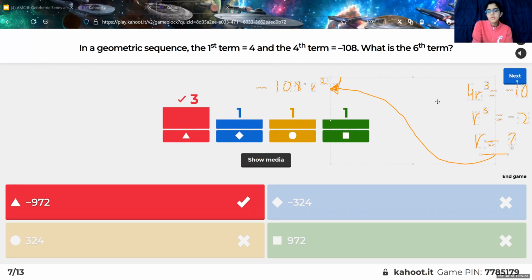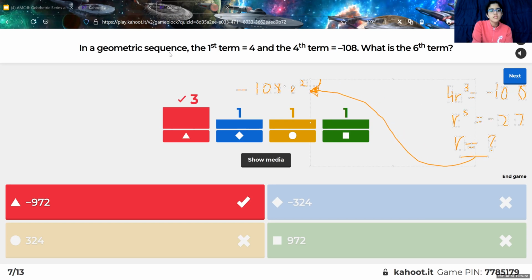Okay, so this is what we would get, right? We would get r is equal to negative 3, and the reason we get negative 3 is because of the cube root of negative 27: what number multiplies by itself 3 times to get negative 27 is negative 3. So we do negative 3 squared and we get 9, because when you multiply negative 3 by negative 3, you get 9 since the negatives cancel out. So negative 108 multiplied by 9 is equal to 972, and that thing is negative because of the negative sign here. So that means you get this triangle answer.